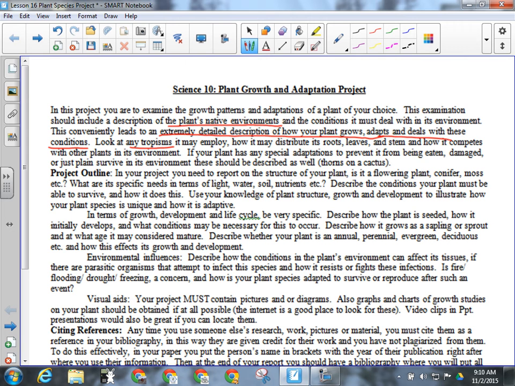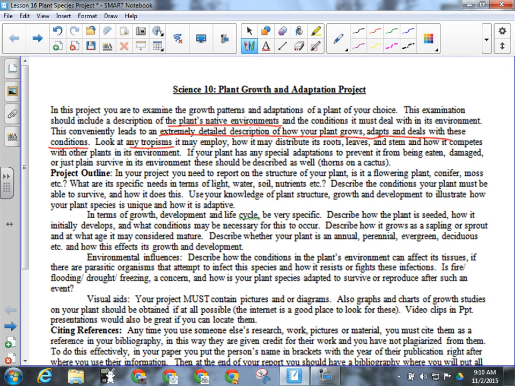How does it distribute its roots, leaves, stem? You could talk about whether it has a tap root or a fibrous root. Does it have thick leaves, thin leaves? Are the leaves coarse or hard versus kind of fleshy? Things like that. Why are they like that? How is that an adaptation to their environment?